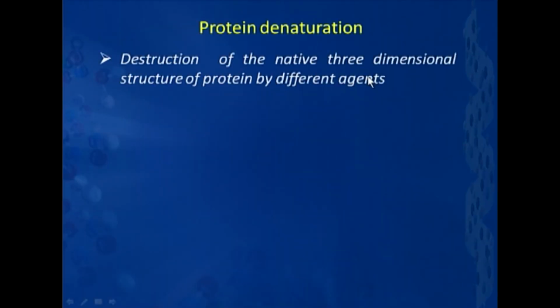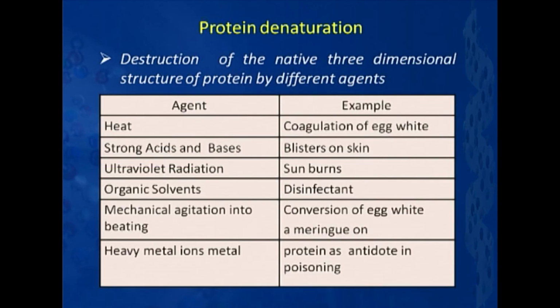Now, having talked about the protein structural organization, let us learn something about what we understand by protein denaturation. Protein denaturation basically refers to the destruction of native 3-dimensional structure of the protein by different agents. There are a number of agents which can cause this disruption and cause denaturation. Now, agents could be simply heat. Suppose I supply some heat to a protein molecule, this heat will provide energy, and that energy will be sufficient enough to break the hydrogen bonds.